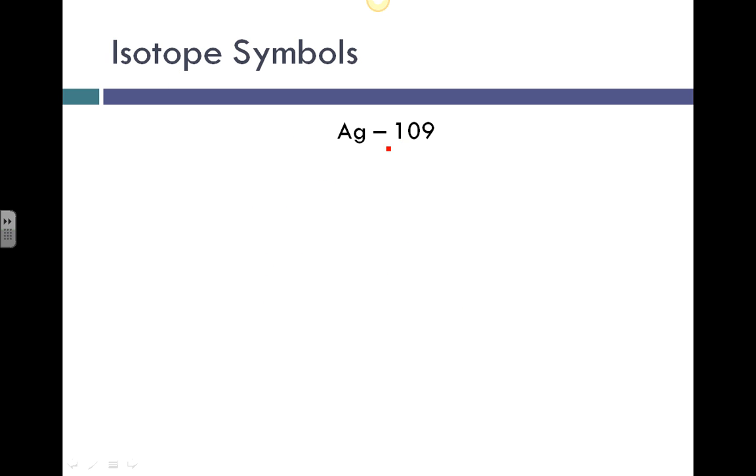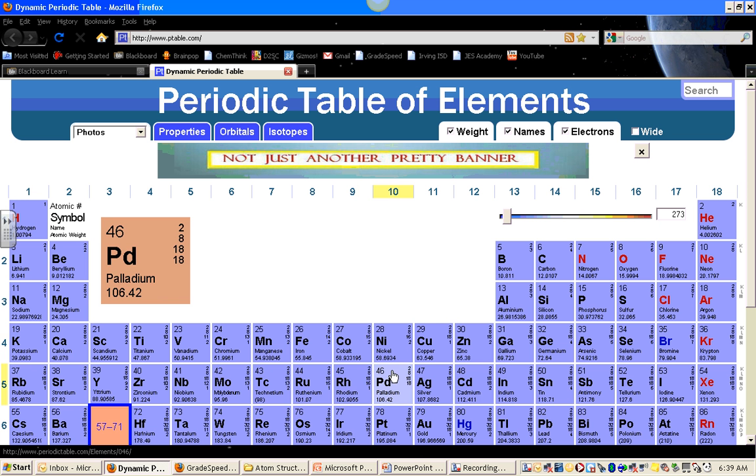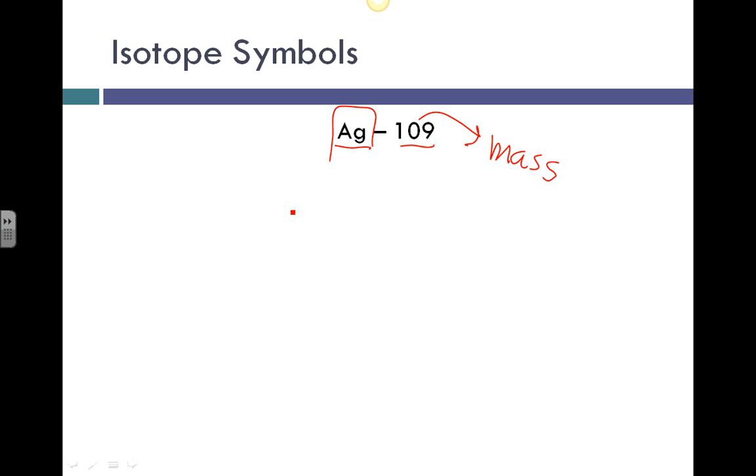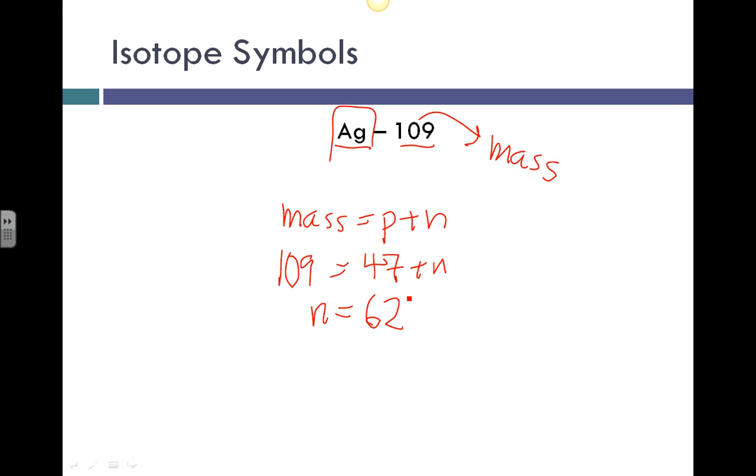Here's a symbol for isotopes. Whenever you see the element symbol, a dash, and a number, this number will always be the mass. So if I'm trying to find the number of neutrons, here I have Ag, which stands for silver. So I'm going to go to my periodic table and look for Ag, and here it is. That's element number 47. So I know that my number of protons is 47. So if I do mass equals protons plus neutrons, I'm going to have 109 as the mass equal to 47 plus the neutrons. And then if you do 109 minus 47, you're going to have 62 neutrons in this isotope of silver.